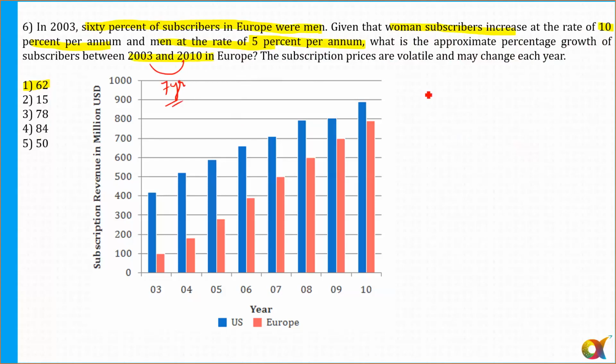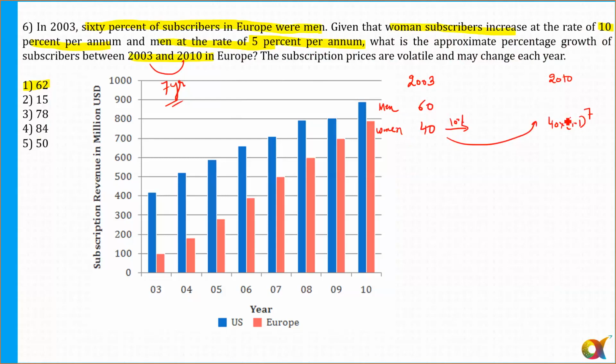So if I am talking about the year 2003, the number of men and the number of women. And in the year 2010, 60% of the subscribers were men. So let's say the number of men is 60 and the number of women is 40. But the women are increasing at a rate of 10% every year. So can I say in the year 2010, it will be 40 into 1.1 raised to power 7? Yes or no? 40 into 1.1 raised to power 7.